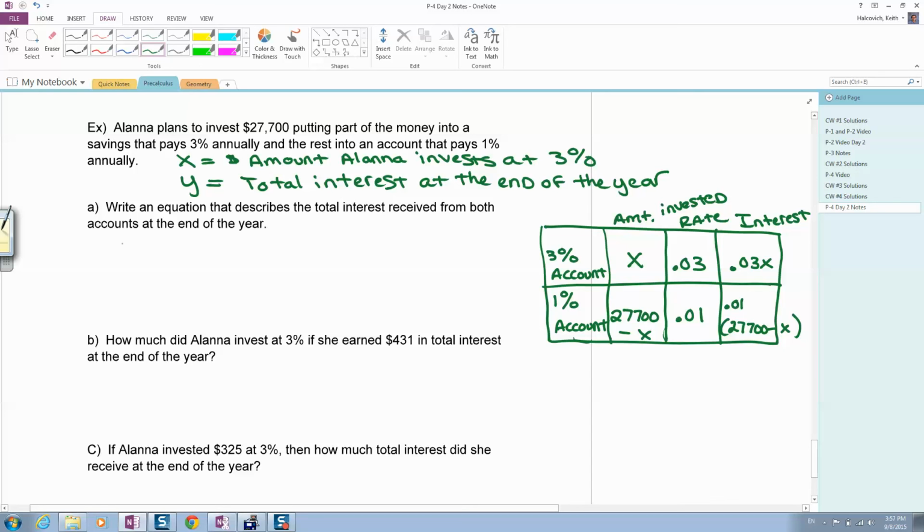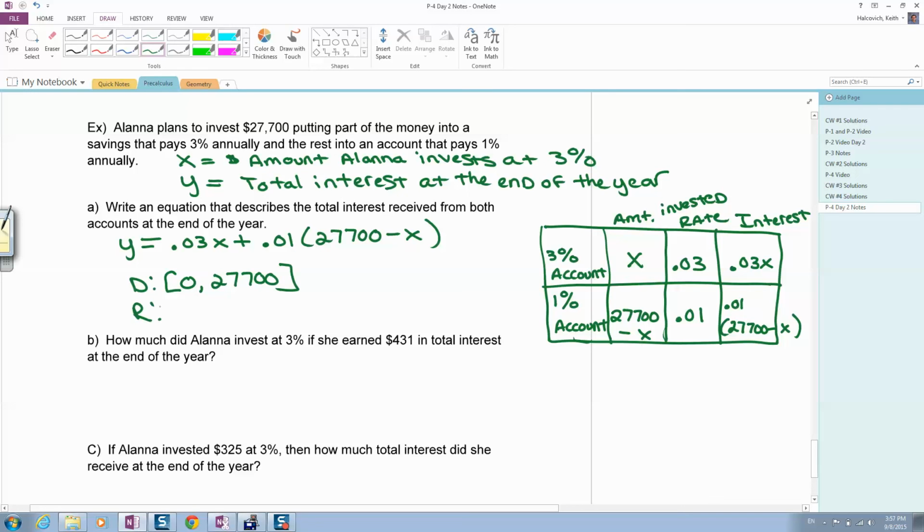So our equation for y would be 0.03x plus 0.01 times 27,700 minus x. That is our equation that describes the total interest at the end of the year. Our domain, well, what can x be? Well, remember, the most amount of money you have is 27,700. The least amount of money you would have was 0. So that is your domain.